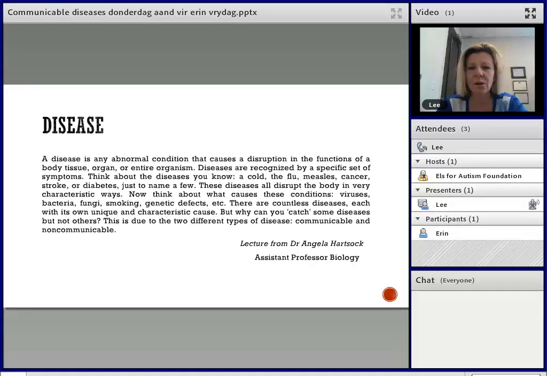These diseases all disrupt the body in very characteristic ways. You think about what causes these conditions: viruses, bacteria, fungi, smoking, genetic defects, etc. And there are countless diseases, and each of them has its own unique and characteristic cause. But why can you catch some diseases but not others? That is two different types of disease that we know: communicable and non-communicable.